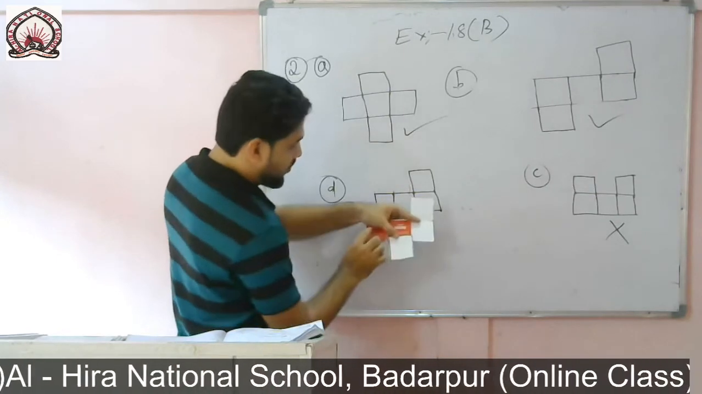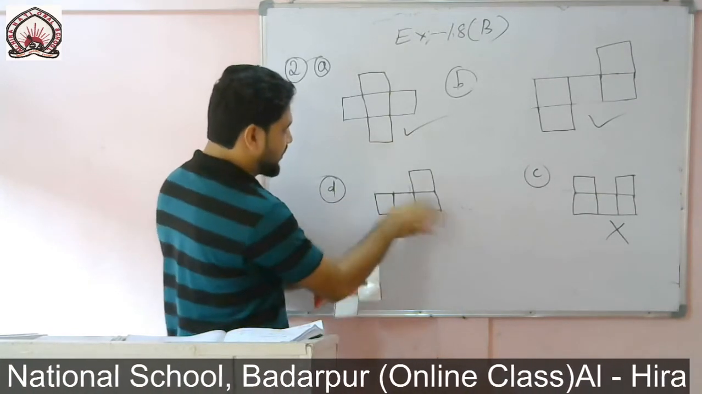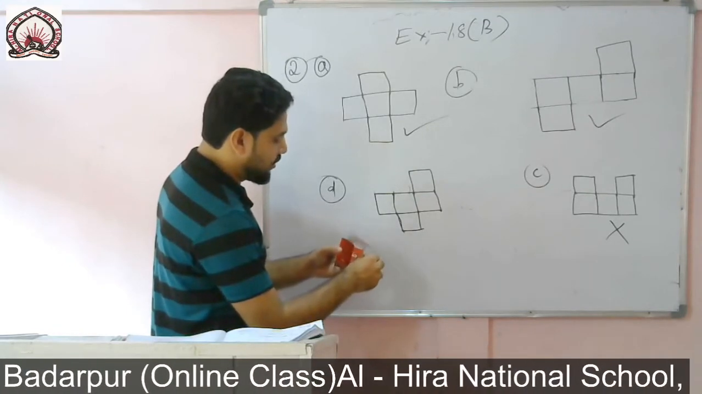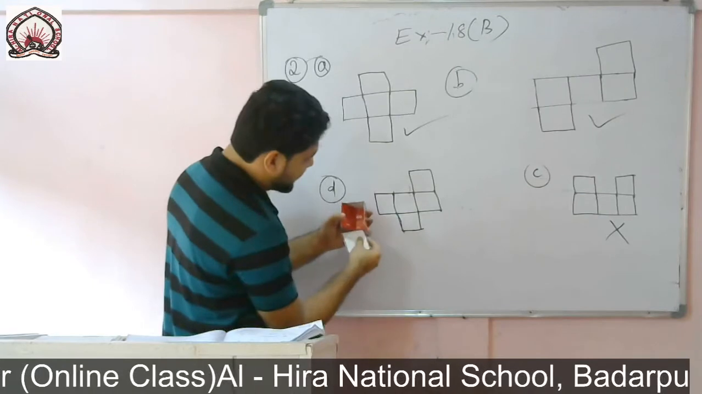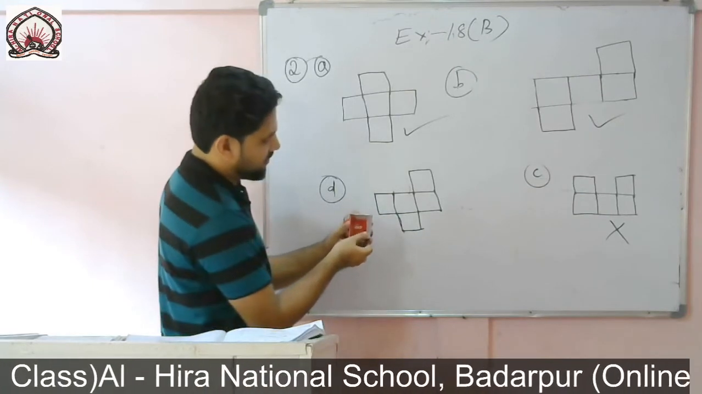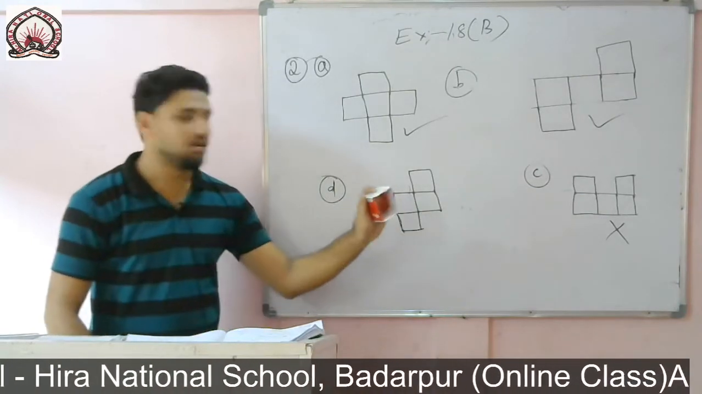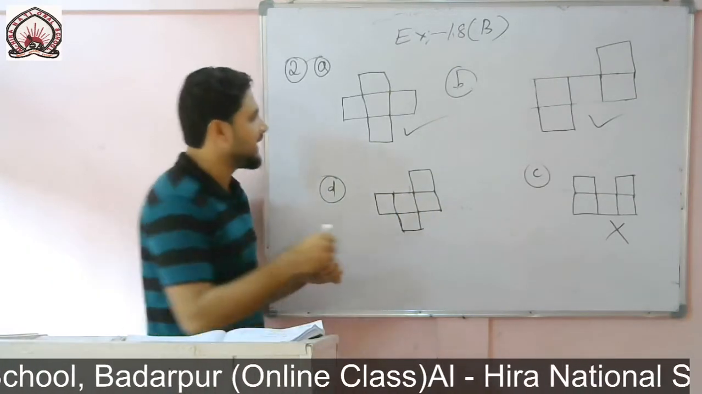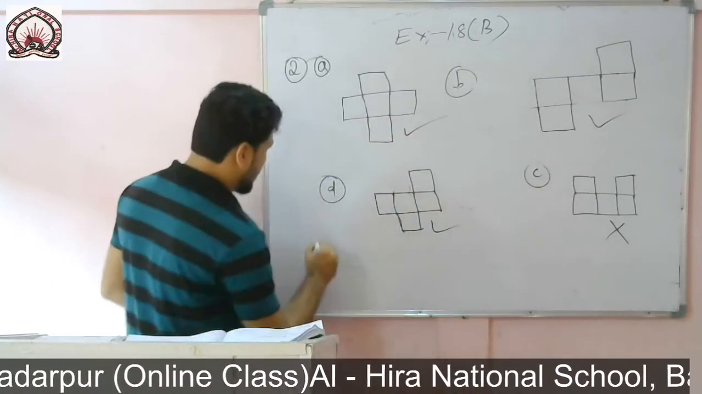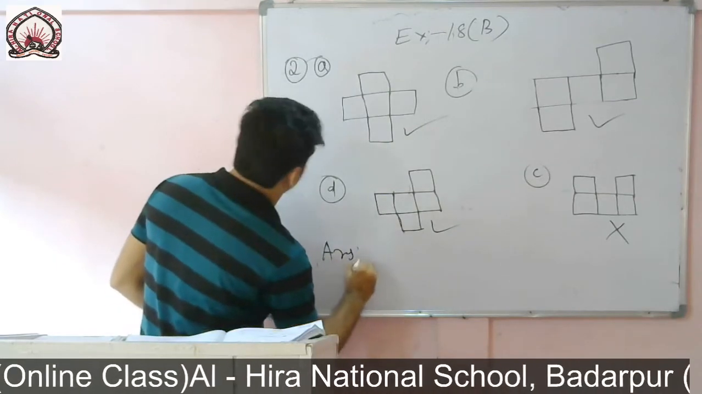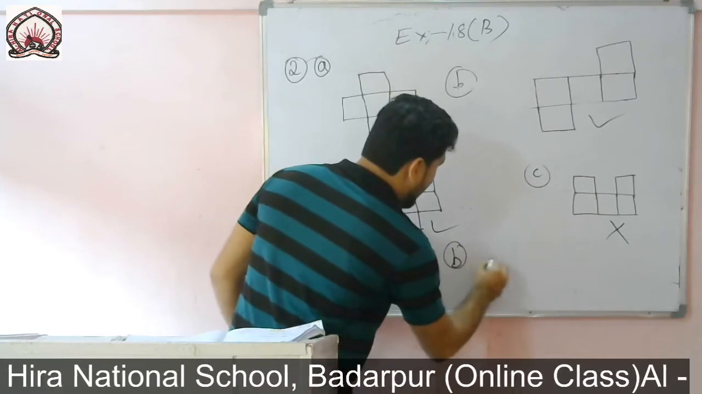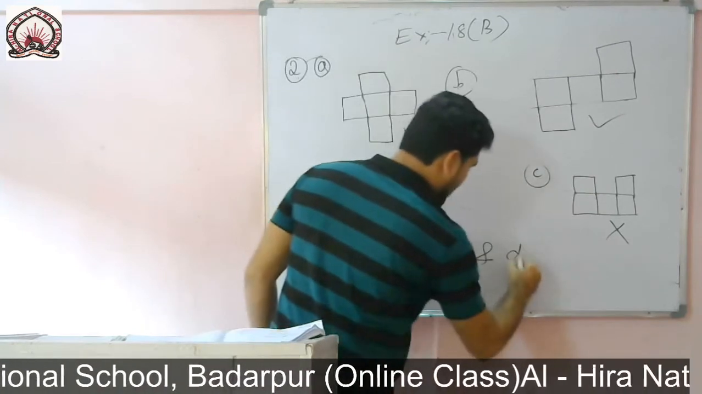1 2 3 1 2 3 1 2. Three sides are there. Okay, if I fold them, then it will become like this, and this top will become like this. Then it will form a box. So for D it is possible. So answer will be A, B and D.